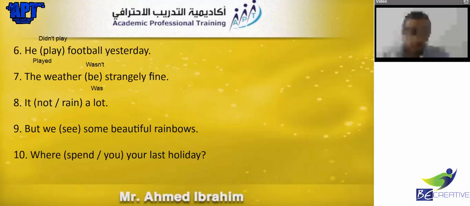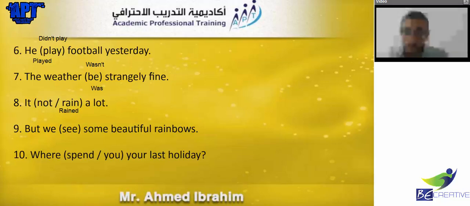Moving on, it's not raining a lot. If I want to make this sentence in the negative, what do I have to do? Excellent, you guessed it again. Simply make the verb here in the past form. So if I told you that rain is a regular verb, how can I make it in the past? Perfect. Rain becomes rained. The normal sentence should be it rained a lot.